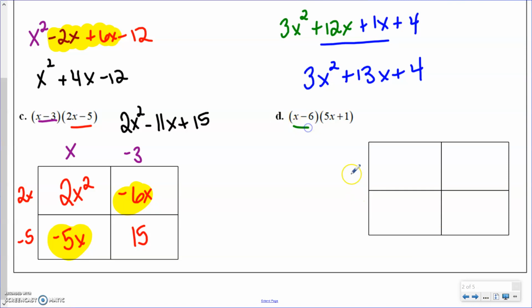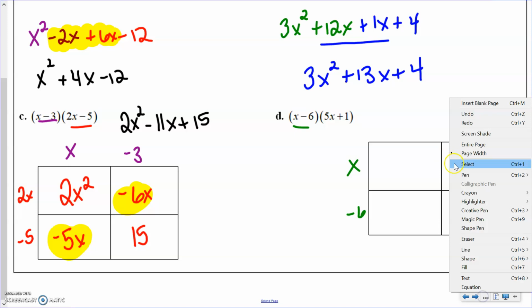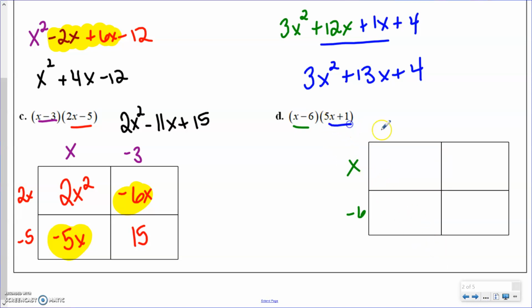Okay, next one, same thing. I'm going to show you that this doesn't matter. So I'm going to do this down the side first, and I'm going to do this one across the top. So I have 5x plus 1. And I'm going to go ahead and fill that in.